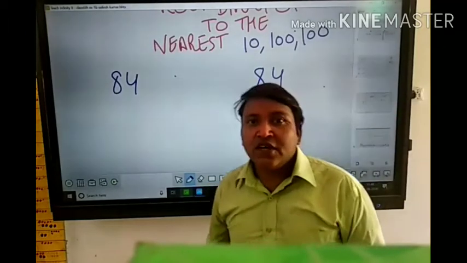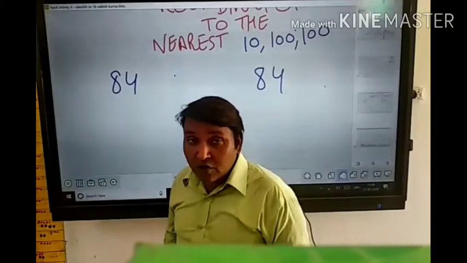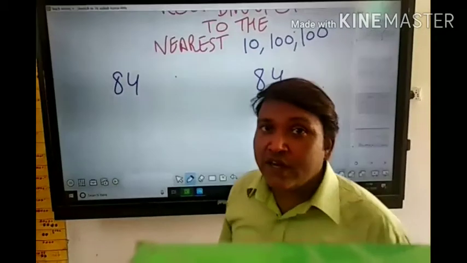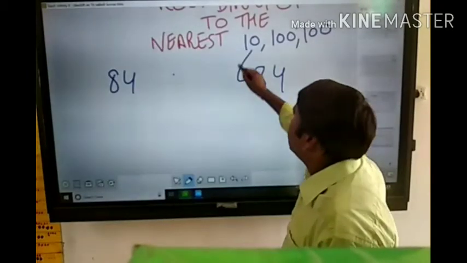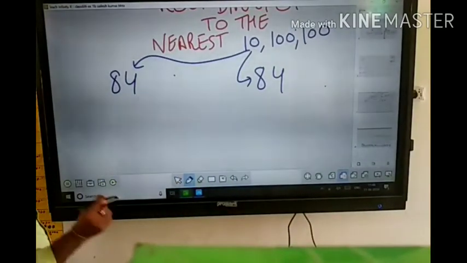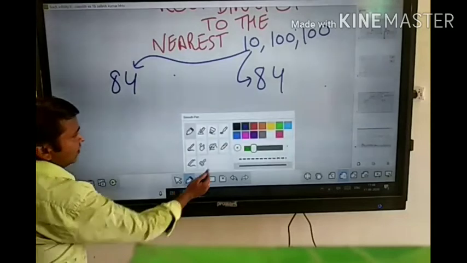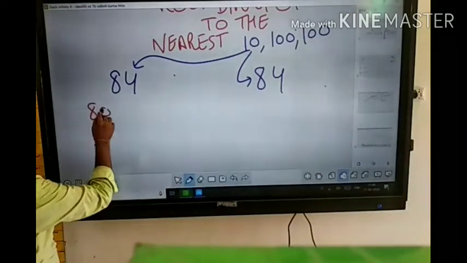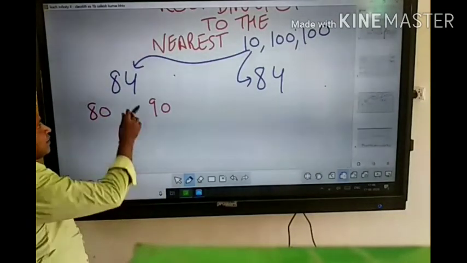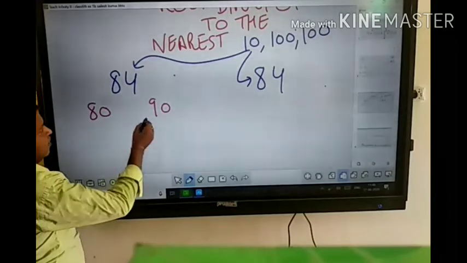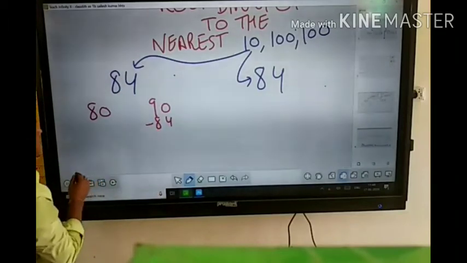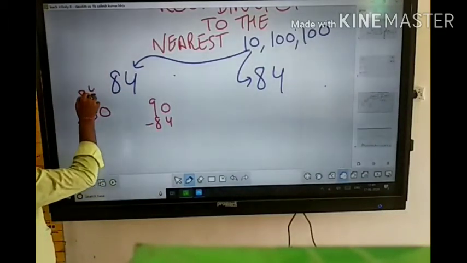Now what is the answer? Is the answer 80 or 90? So why 80 and 90? As we are discussing the nearest 10. So firstly the two numbers of concern are 80 and 90, as 84 is lying between 80 and 90. After that, you will subtract the smaller one from the greater one. So you will subtract 84 from 90 and you will subtract 80 from 84.